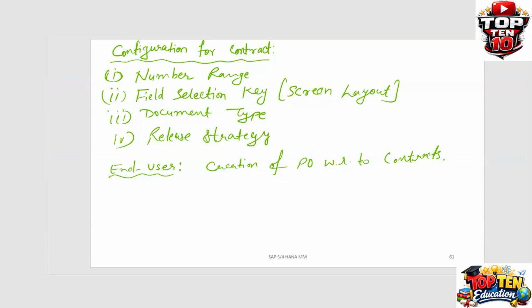Now we can go to classification. See, this release strategy is for total net order value from 10,001 to 50,000. But the contract we created was for 1 lakh. So do one thing, again create one contract, ME31K, supplier same, 7, this one, ZAMK.